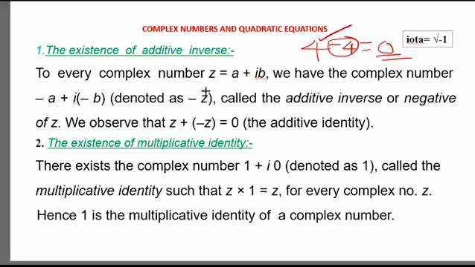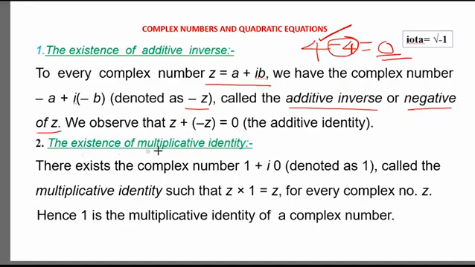So when you take one number and its inverse, it gives the identity. Now to every complex number z equal to a plus ib, we have the complex number minus a plus i into minus b, denoted as minus z. z is equal to a plus ib, so what is minus z? Minus a minus ib, called the additive inverse or negative of z. We observe that adding z and minus z gives the additive identity. So z plus minus z is equal to 0, which is the additive identity.